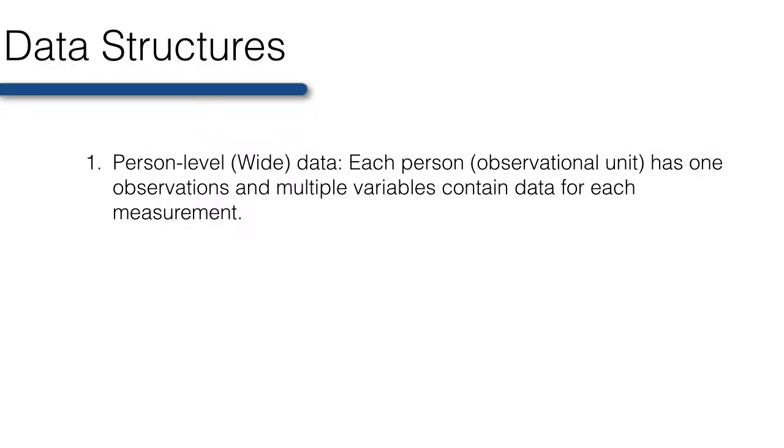Up until this module, all the datasets we've used so far have shared a common structure. They've all had a wide or person-level structure. When you have person-level data, each person has one observation, and multiple variables contain data for each measurement. As a side note, your observational unit is usually a person, but could also be a school, a state, or an air quality meter. It's the entity from which you are gathering data.